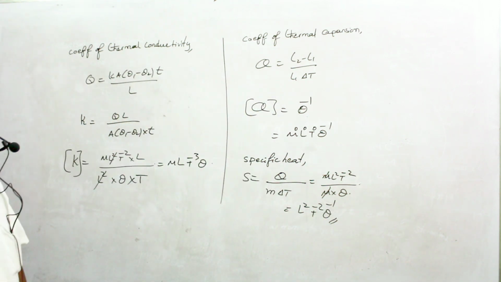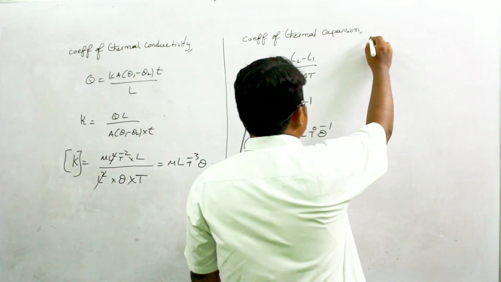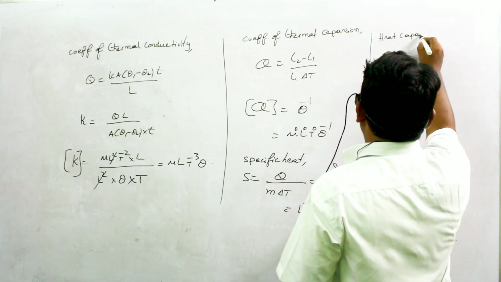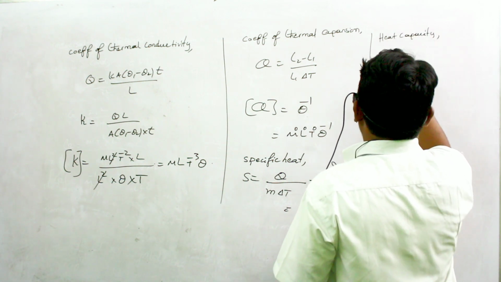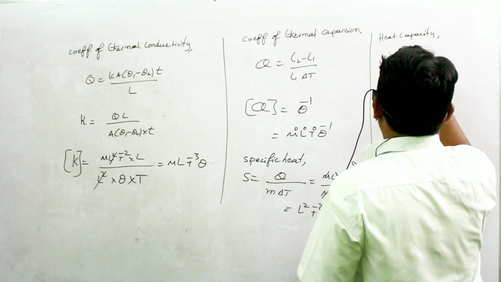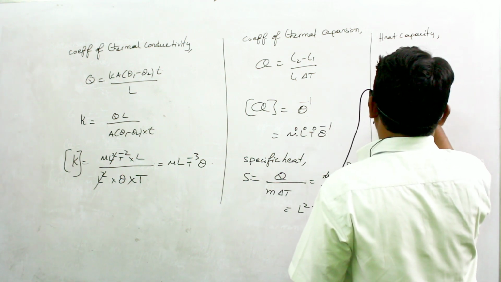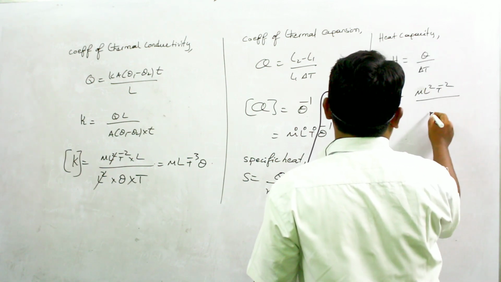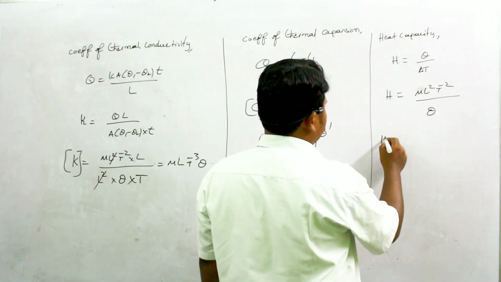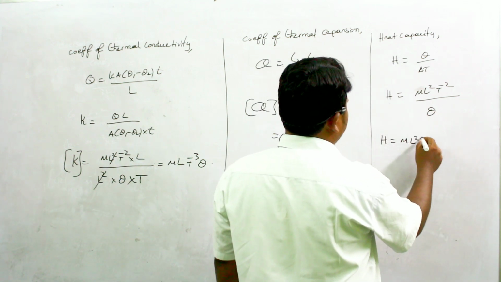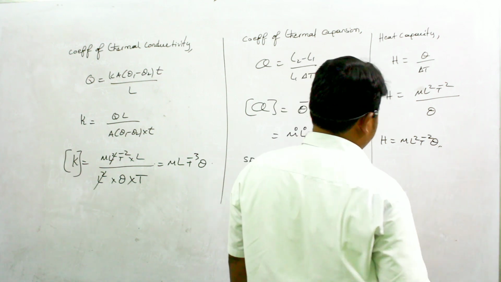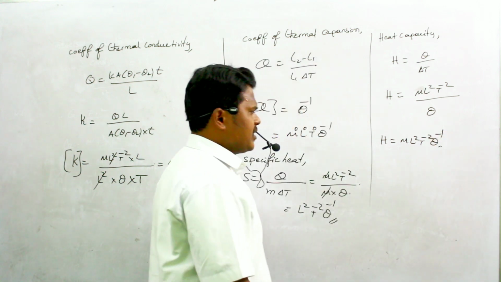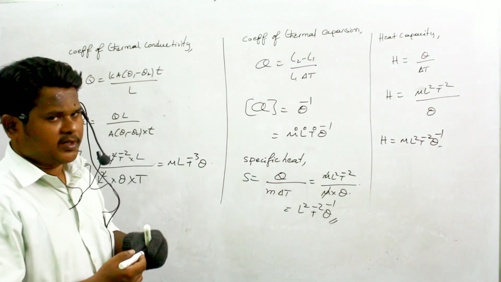Similarly, we will see the dimension of heat capacity, which is indicated by H equals Q by ΔT. So H can be written as ML² T⁻² divided by θ. Therefore H equals ML² T⁻² θ⁻¹. So this should be the dimension of the heat capacity of a body.